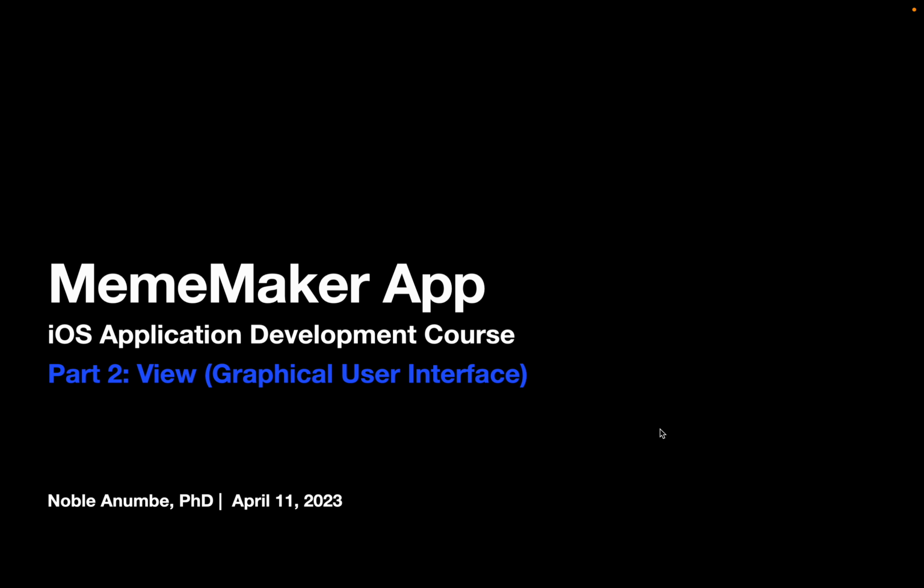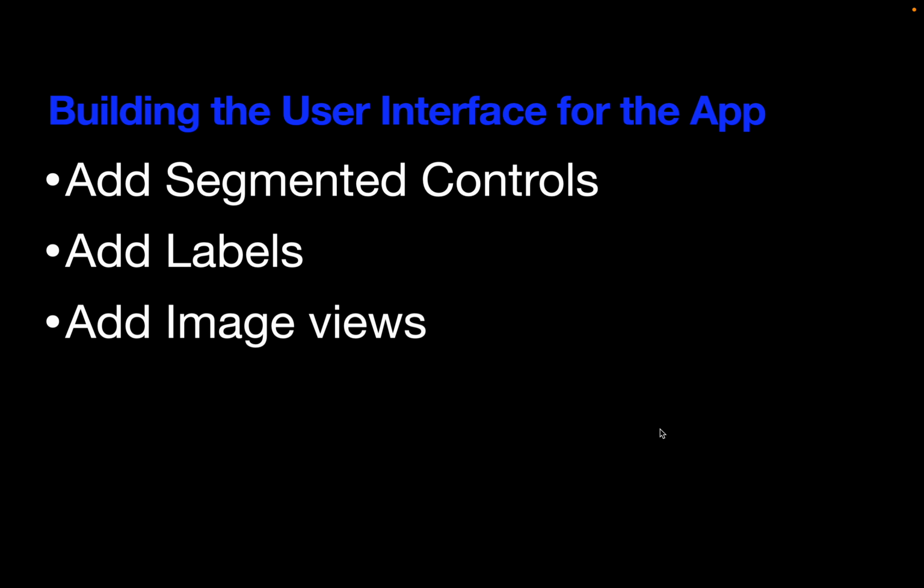Before I do that, I also want to mention there are a couple of things that we're going to do in this app. There are things we have already done in the previous apps, but one new thing we are going to introduce is the segmented control. We're going to add to the app three main things: the segmented controls, labels, which we've worked with in the past, and then the image view, which we've also worked with in the past.